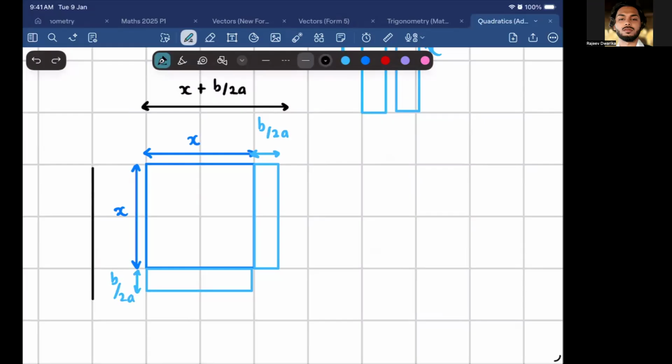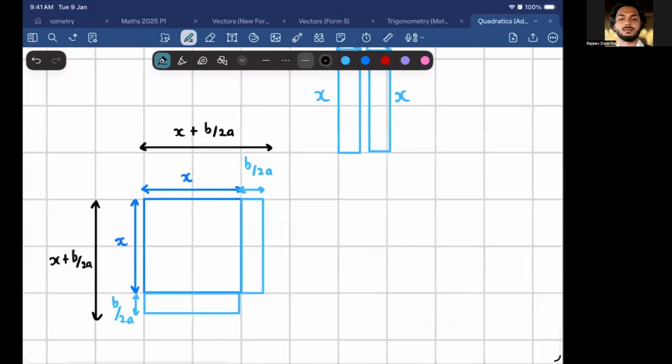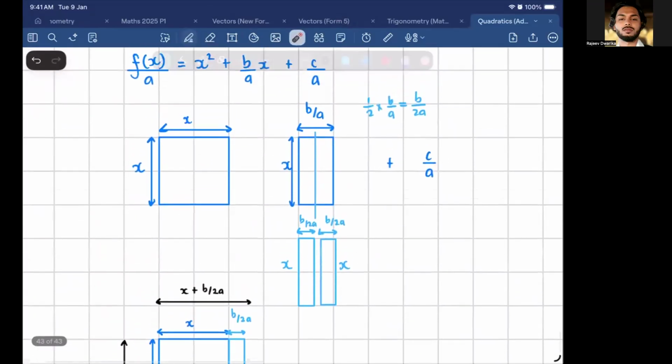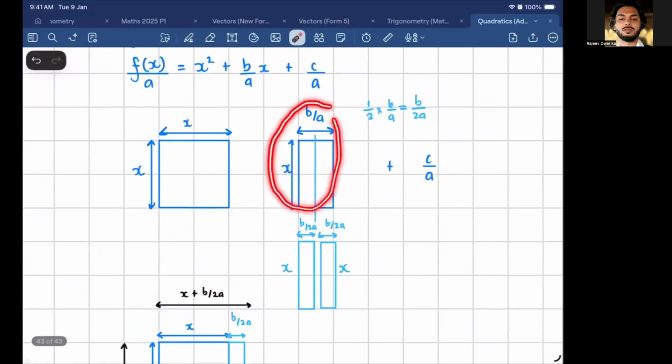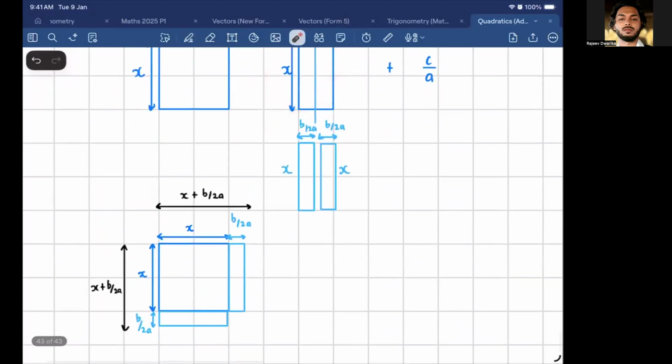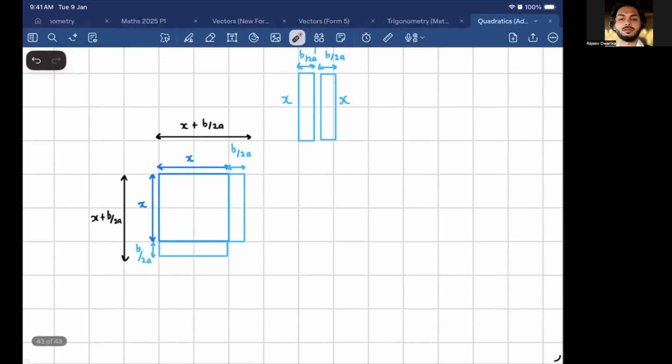Zachary, you okay with everything I've done so far? Yes, sir. Okay, so you see, by splitting the b over a by x rectangle in half, I was able to get two equal smaller rectangles, which I could place one to the right and one to the bottom. And that formed a quote unquote perfect square. So Serena, you're okay up to this point, right?